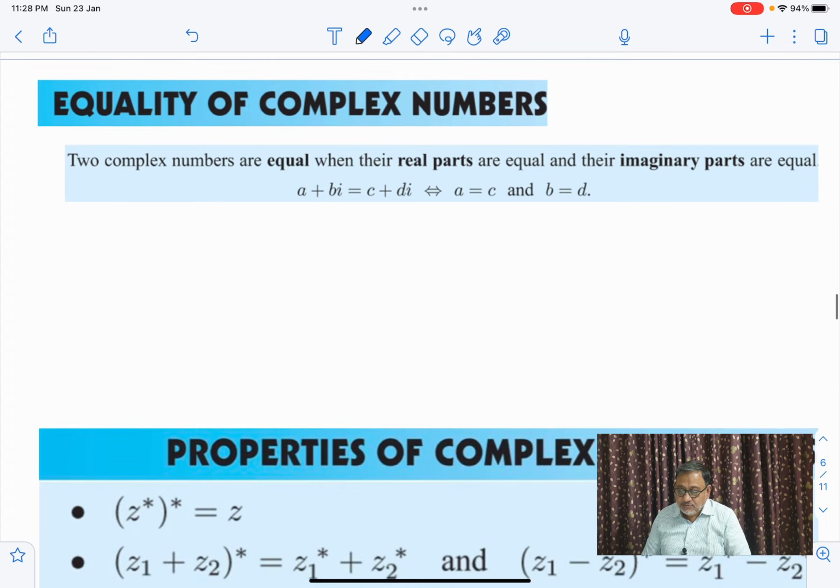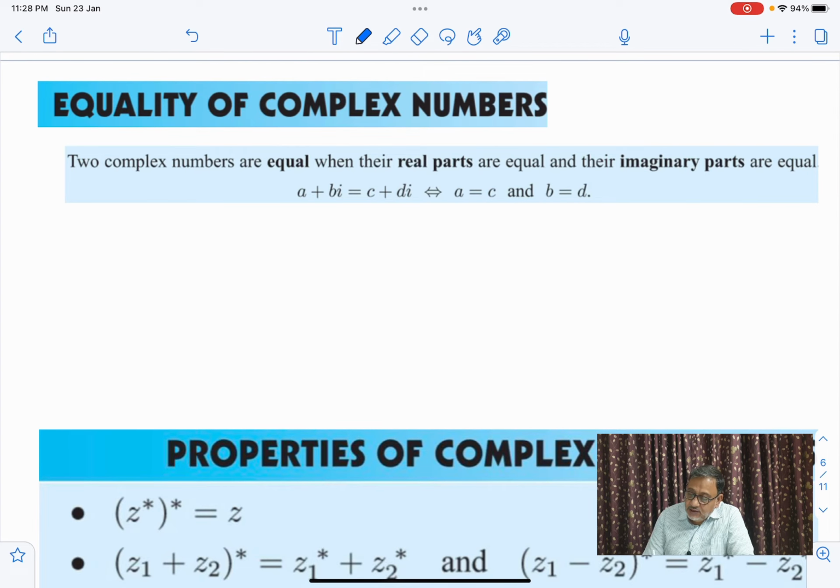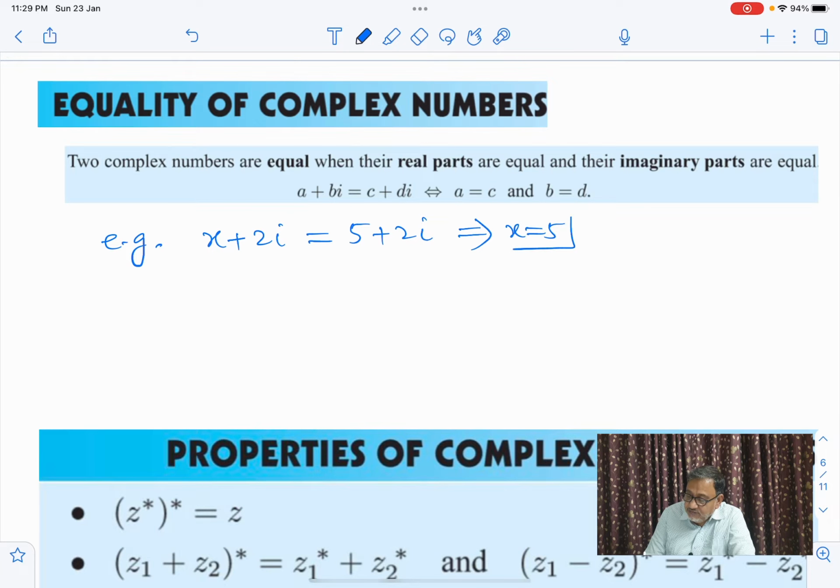Now equality of complex numbers. When two complex numbers are equal, then we write real part is equal to real part and the imaginary part is equal to imaginary part. Okay. So when two complex numbers are equal, real parts are equal and the imaginary parts are equal. So real part equal to real part and imaginary part equal to imaginary part. For example, by using this, we can find any unknown part. Okay. So for example, x plus 2i is equal to 5 plus 2i. So when we compare real part with real part, we get x is equal to 5.